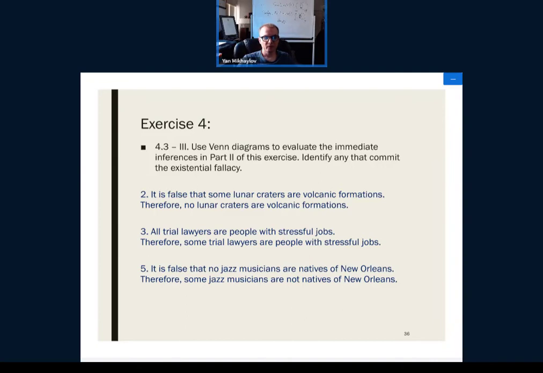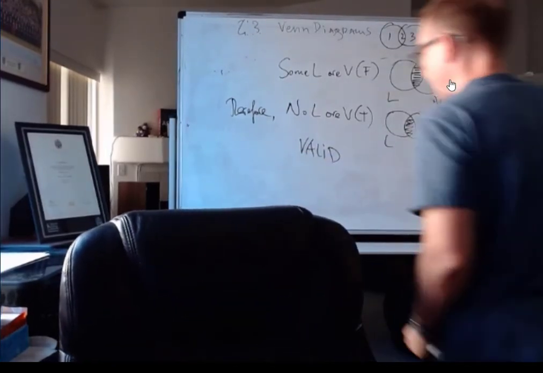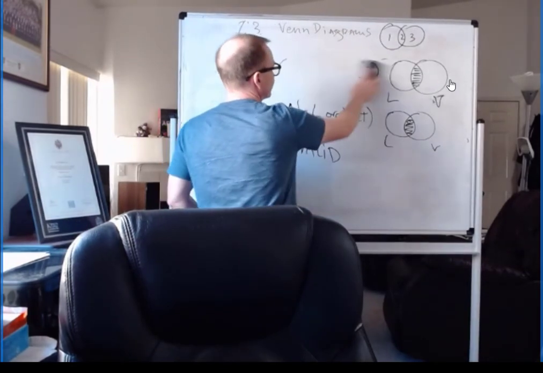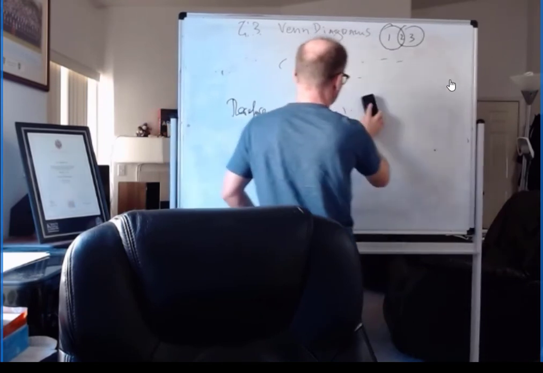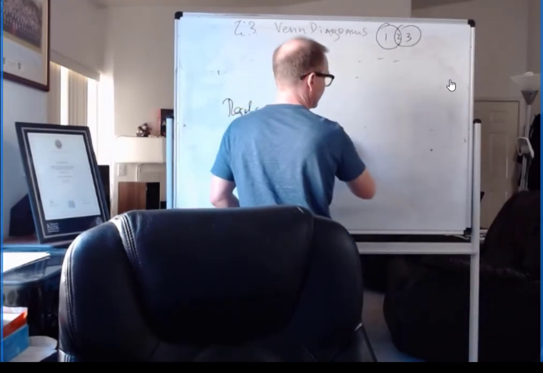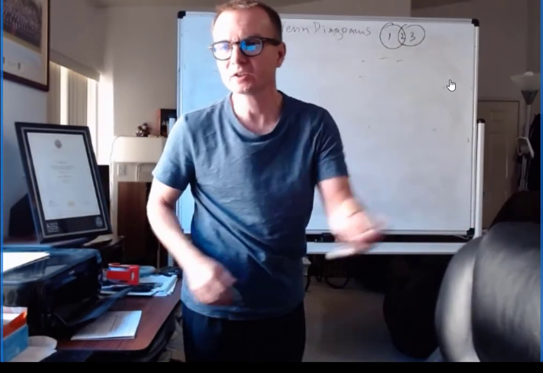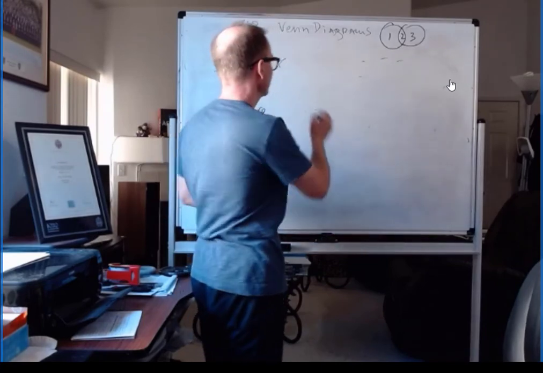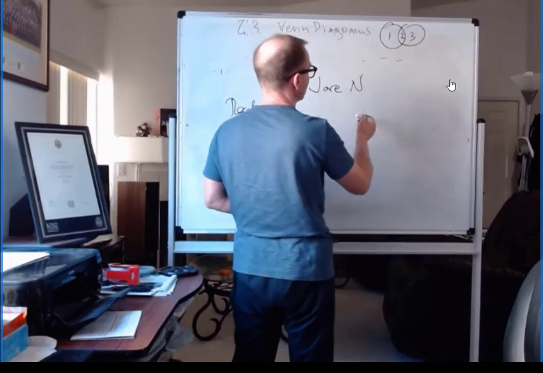There's a problem with 5. What is the problem with 5? It is false that no jazz musicians are natives of New Orleans. Well, let's do it together on the board. So again, you are given, it is false that no jazz musicians are natives of New Orleans. No J are N. False.